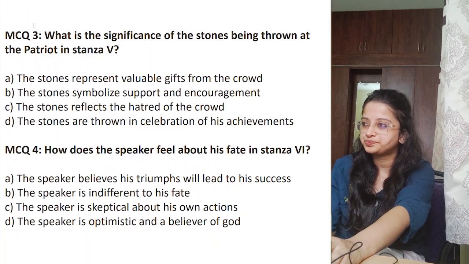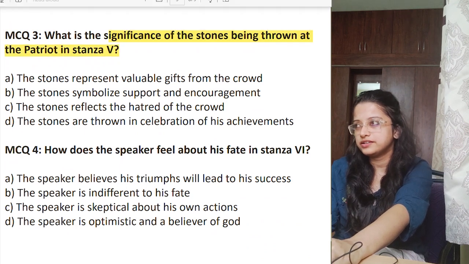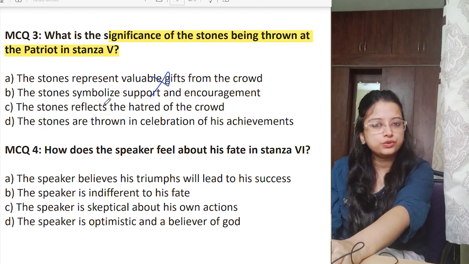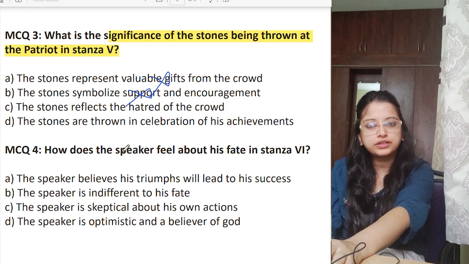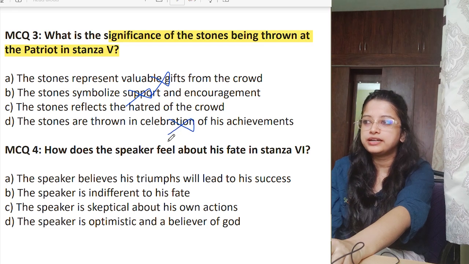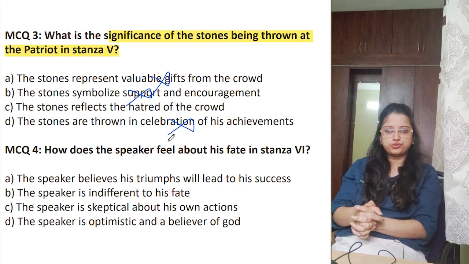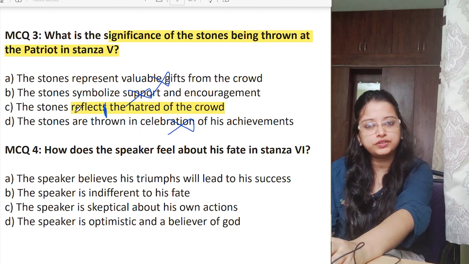Let's move to the next 2. What is the significance of the stones being thrown at the Patriot in stanza 5? They were pelting stones at him. What is the significance of that? Represents valuable gifts. How can those be gifts? Stones symbolize support. Of course, that is not support. The stones reflect the hatred of the crowd. The stones are thrown in celebration. Again, achievements. For achievements, nobody will throw stones at you. No? They will provide flower bouquets to you. So this is going to be the third option, which is the stones reflect the hatred of the crowd. Okay, this is a grammatical mistake, just correct this one. This will be reflect. The stones reflect the hatred of the crowd.